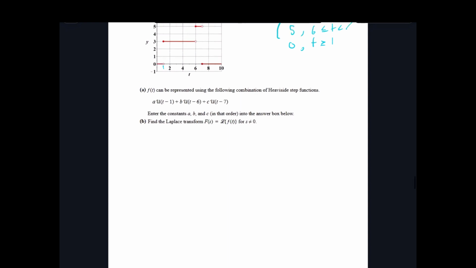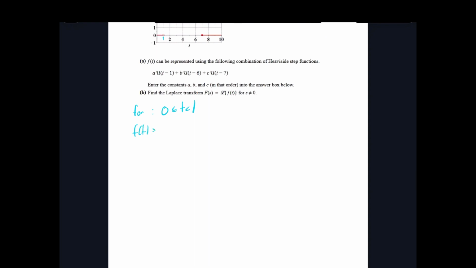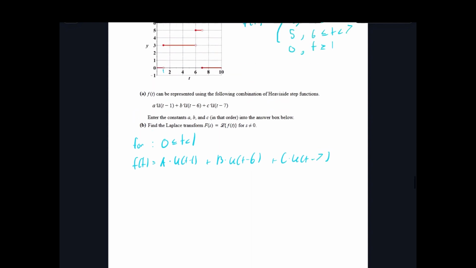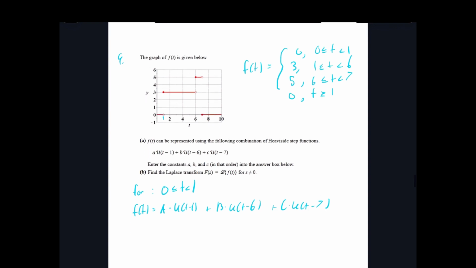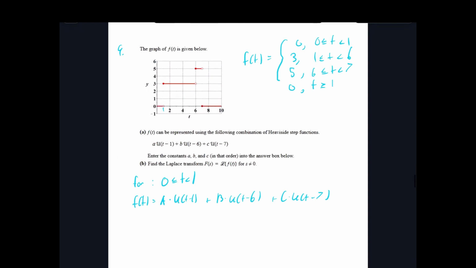I'm going to do the same thing as we did before. For 0 is less than or equal to t is less than 1, f at t equals a times u at t minus 1 plus b times u at t minus 6 plus c times u at t minus 7. For this part, you really have to listen to what I'm saying. Because 1 is exclusive, u at t minus 6 and u at t minus 7 will both be 0 instantly, and because 1 is exclusive, the first one also equals 0.